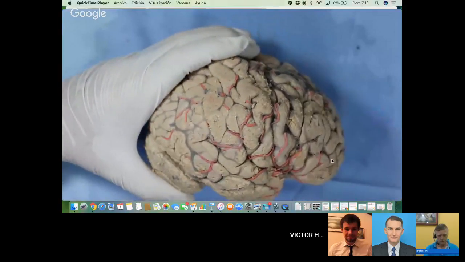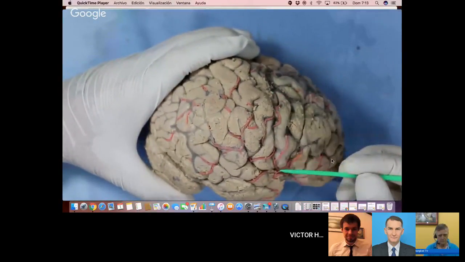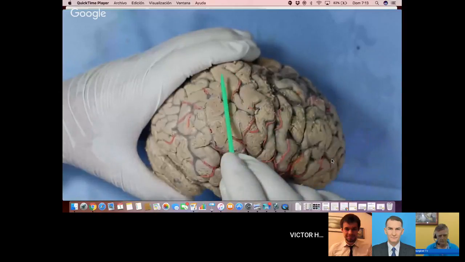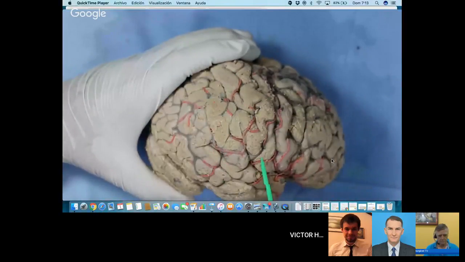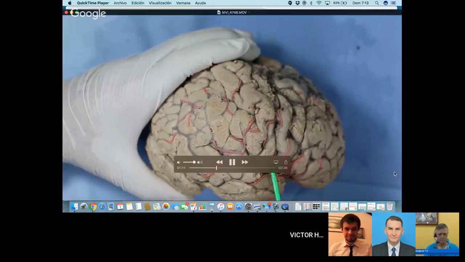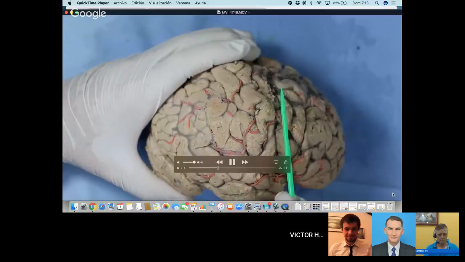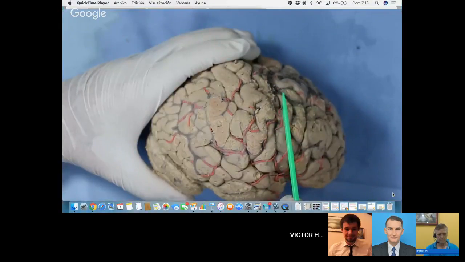The parietal lobe is behind the central sulcus, the parietal lobe. The precise limits, the precise boundaries, are difficult to define.